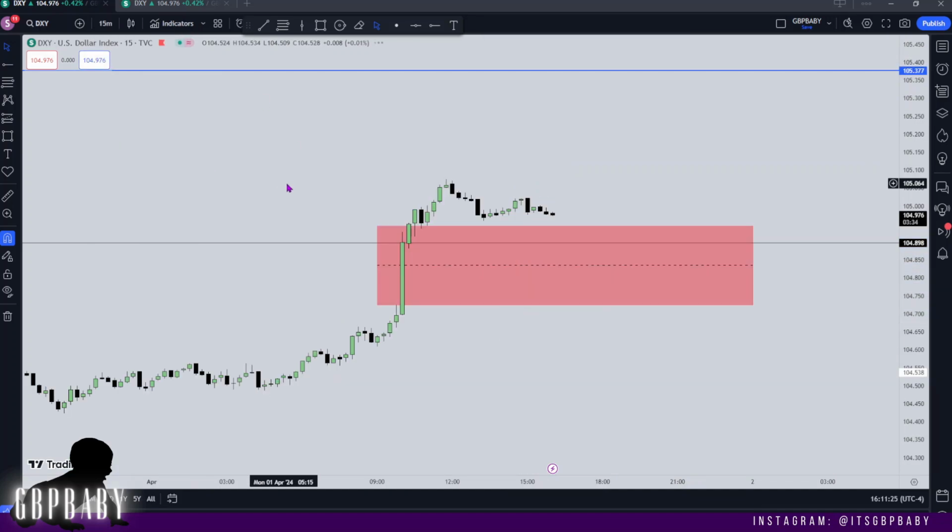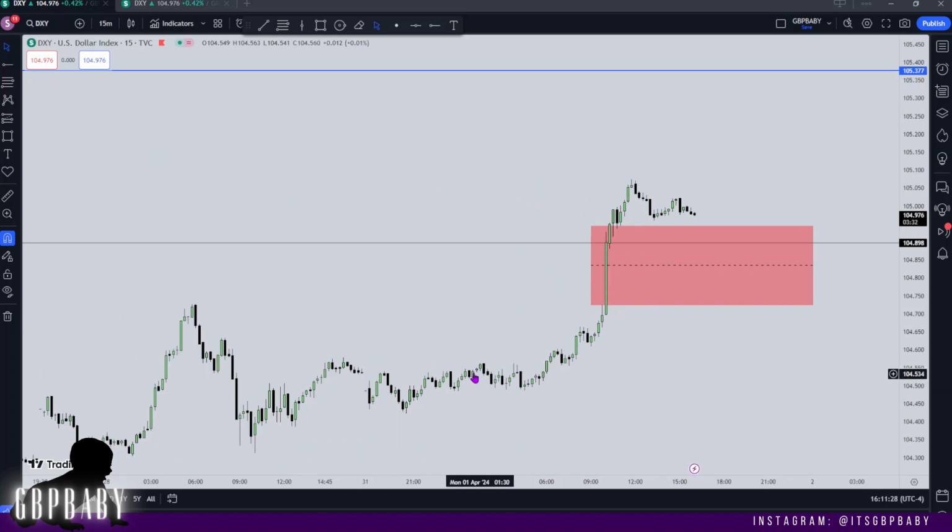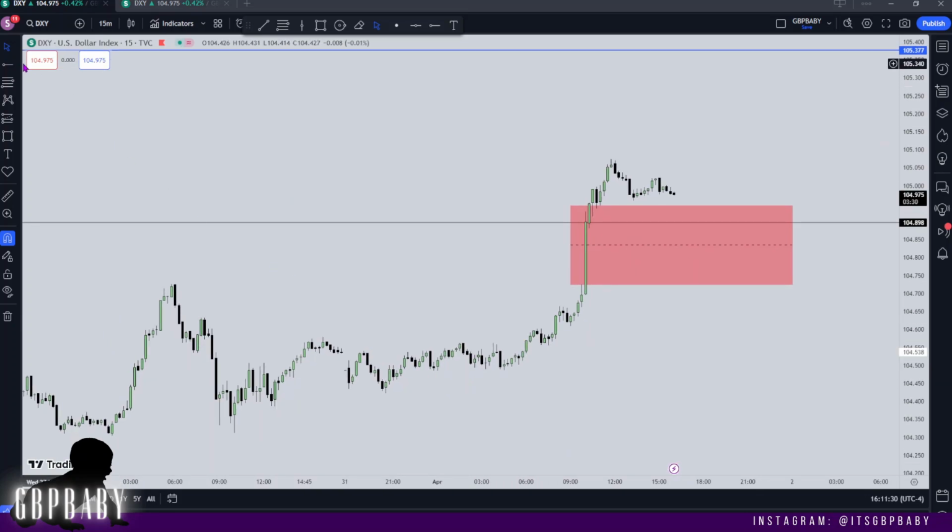So yeah, it's quite an interesting day. You can see we consolidated, failed to take out the Asia low, and I'll show you what I mean by that right now. So I'll just get the midnight candle started there, and then Asia started at 7 p.m.